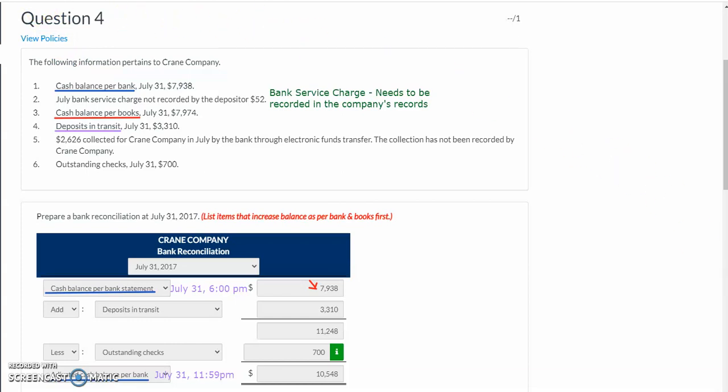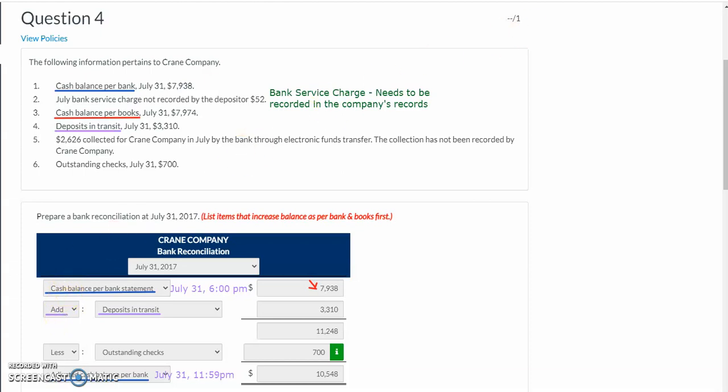So we're going to include the deposits in transit. We're going to add this amount into our bank reconciliation. You can go ahead and input that amount right here, deposits in transit. Make sure that you add the deposits in transit, because that money was put into the ATM before the end of the day.